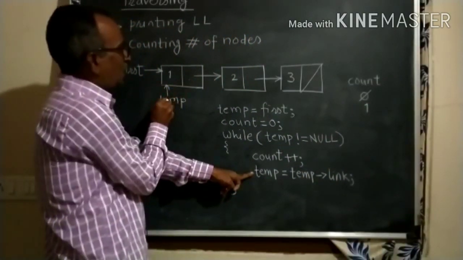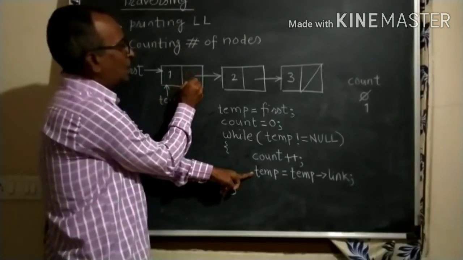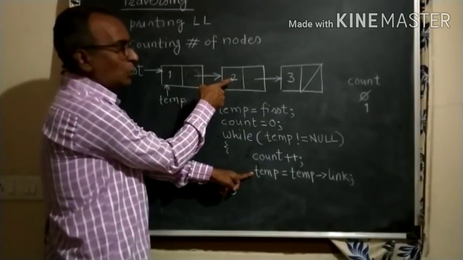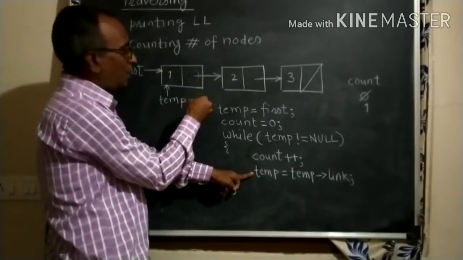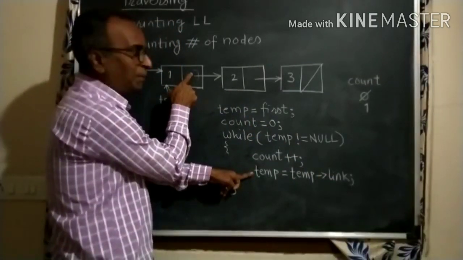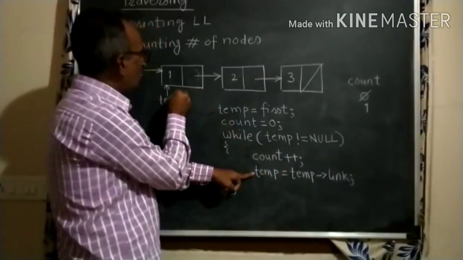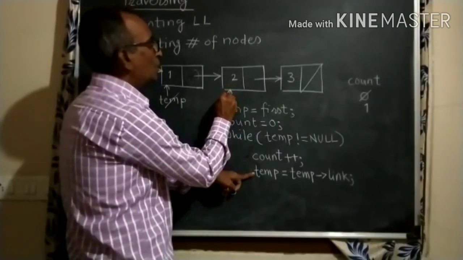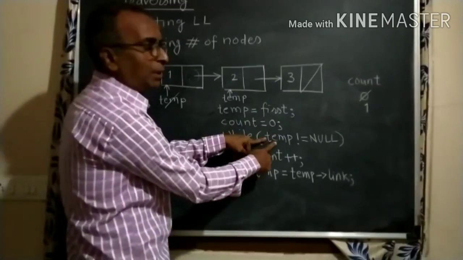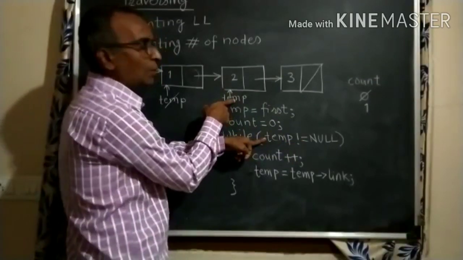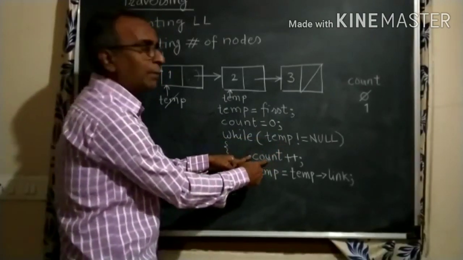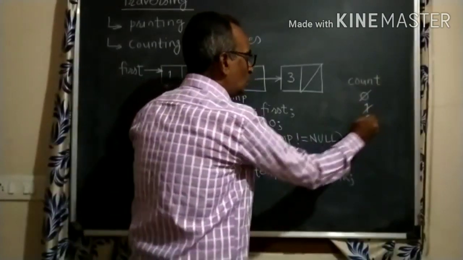Temp's link, this is temp. Temp's link field is this. What this stores? Next node's address. Right? So next node's address is given to temp. Means whenever the contents of this field is given to temp, temp now will point to this node. Right? Then again it will come here. Temp, not null here. Then it will go inside. Count plus plus. Count will be 2.